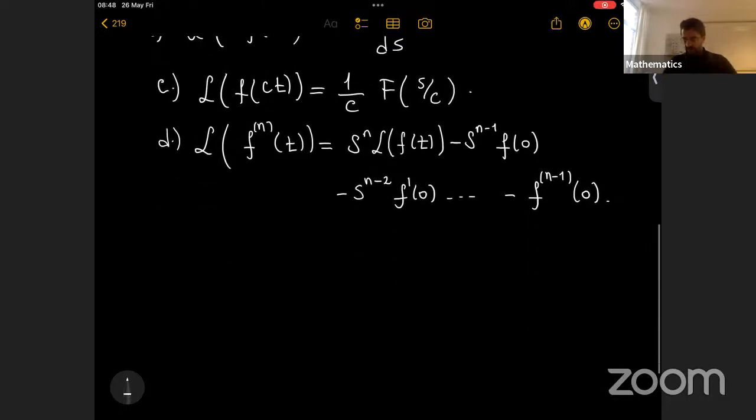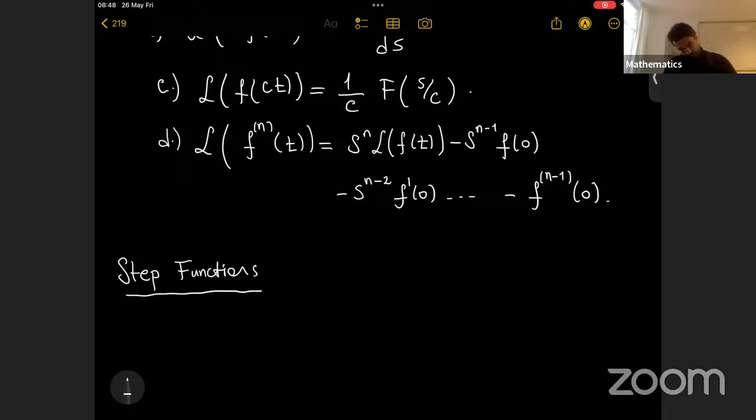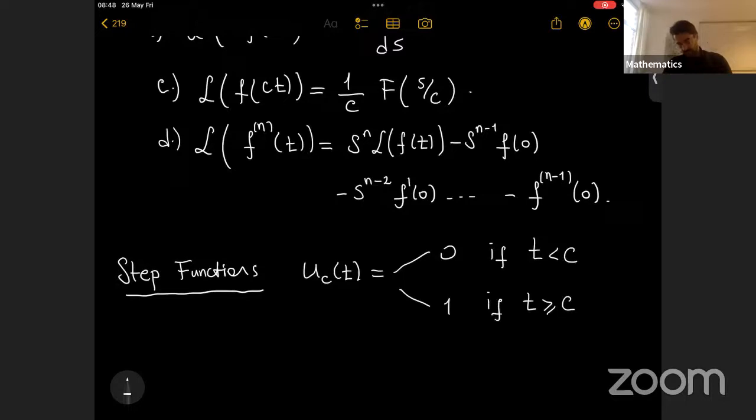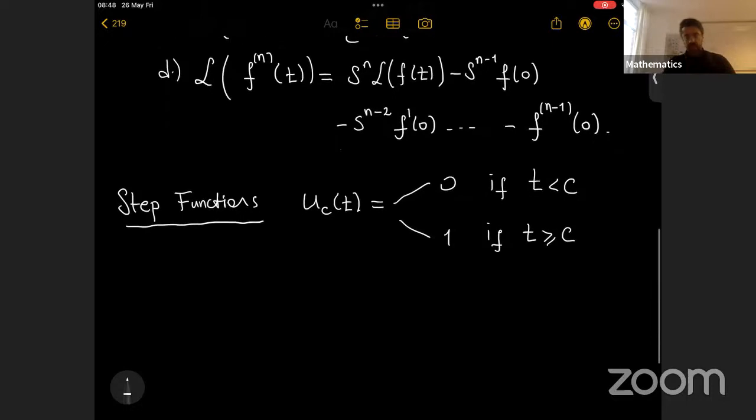All right, let me remind you of the step function as well. We had these step functions. These are basically simple functions like this, u_c(t) here. It depends on c. It is 0 if t is less than c. It's 1 if t is greater than or equal to c, okay? It's called a step function because it looks like a step.